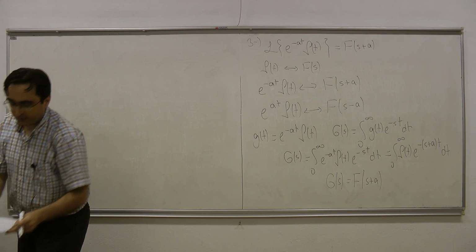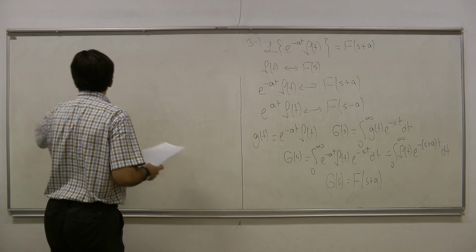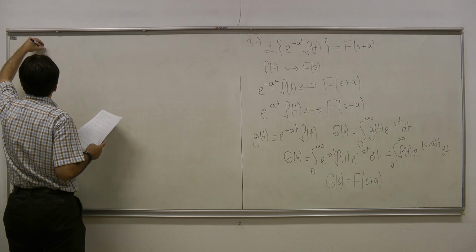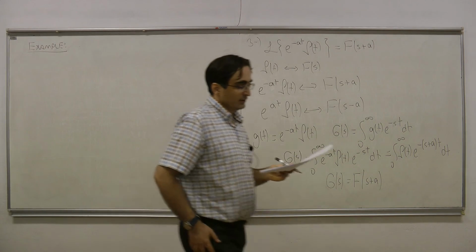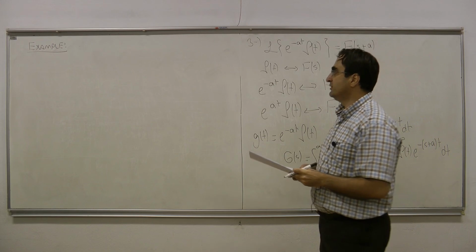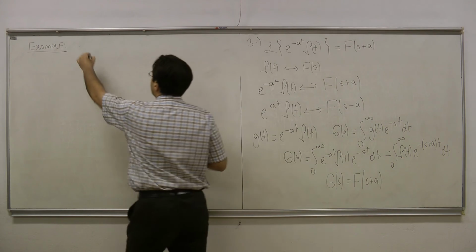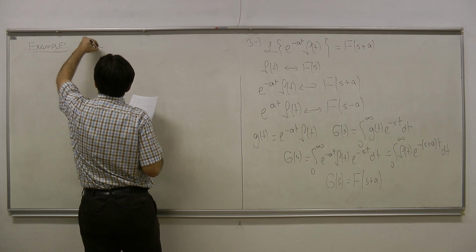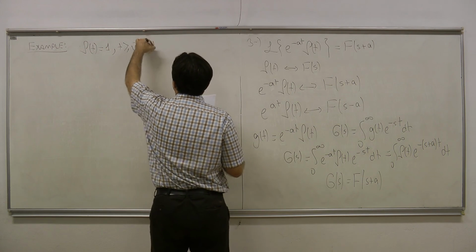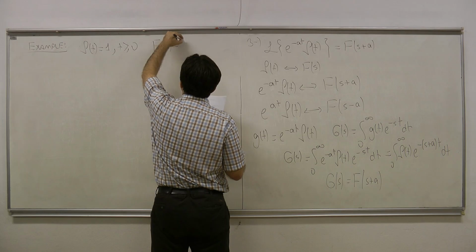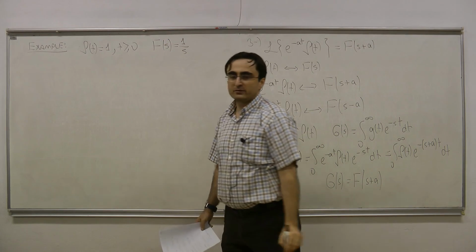So here let us look at some examples. The first example is going to be a very, very simple one, and it is going to tell us some important thing that we have seen before. So remember the unit step function, f of t is equal to 1 for t larger than or equal to 0. I know that capital F of s is equal to 1 over s. Okay?